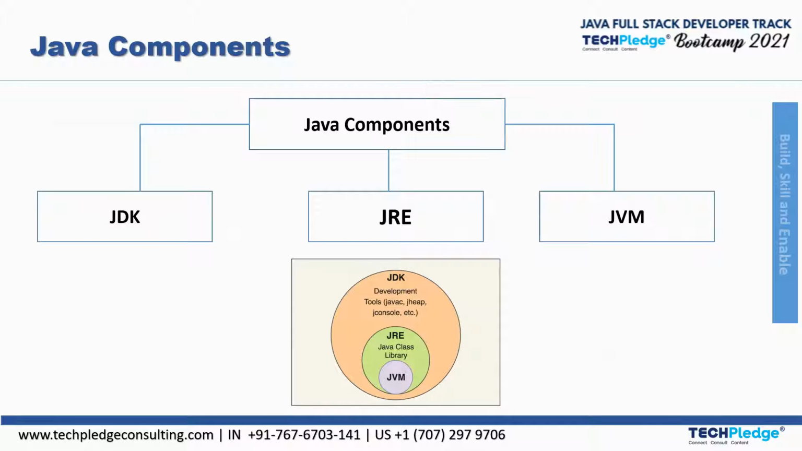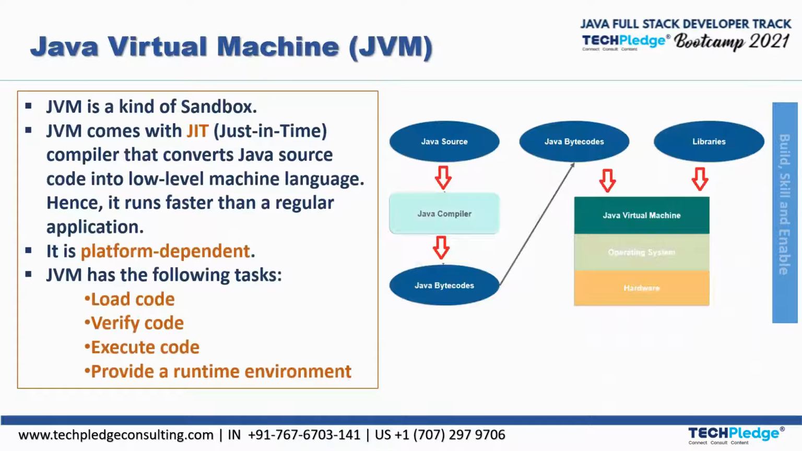Here in the diagram, you can see clearly that the Java Development Kit actually comprises all the others, the JRE and the JVM. So when you download the JDK, you are automatically installing the JRE and the JVM. Now let me go into a brief introduction of what the JVM is.